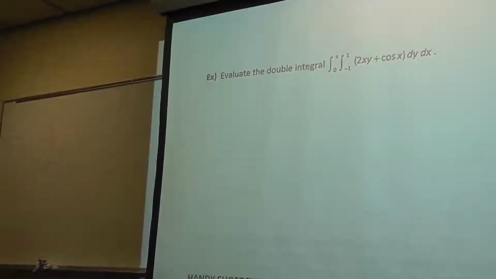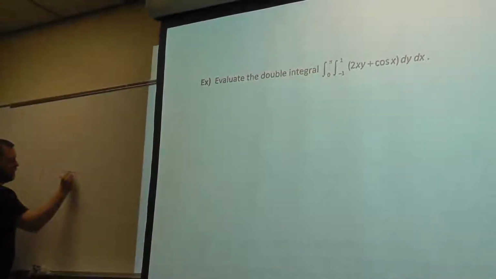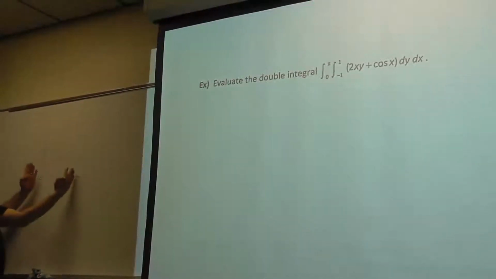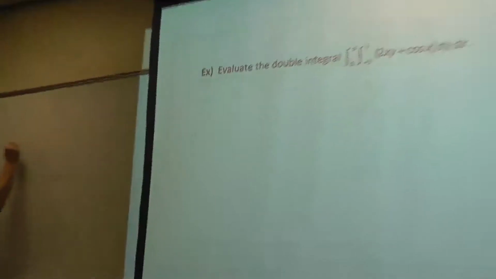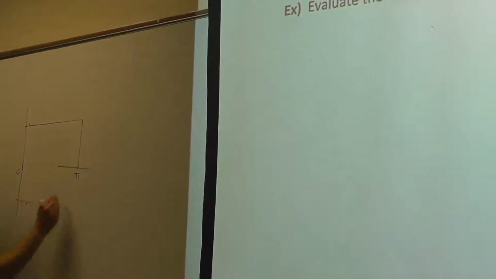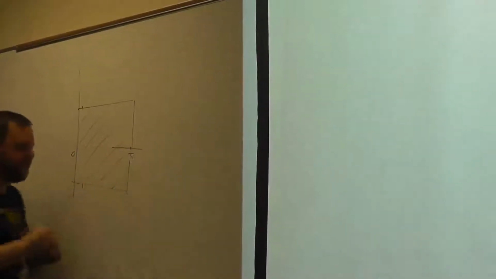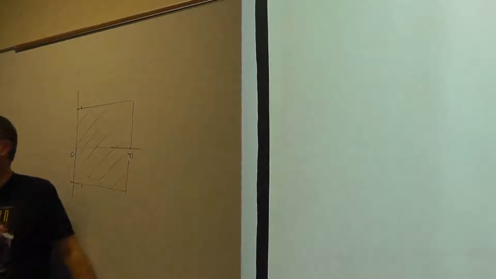And x goes from 0 to pi, so I don't need that much x-axis. So 0 to pi for x, negative 1 to 1 for y, it is the proper rectangular region that we're integrating over here. So here's my question. I'm not going to draw a picture with this one.